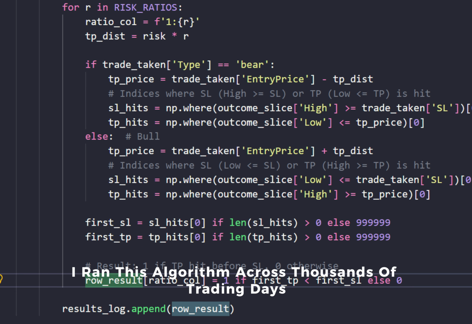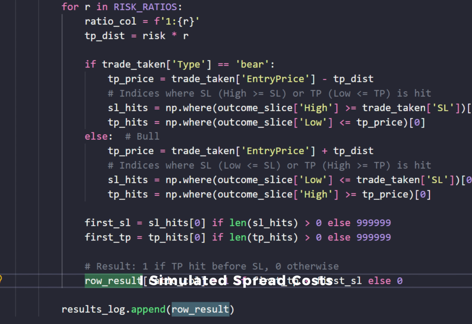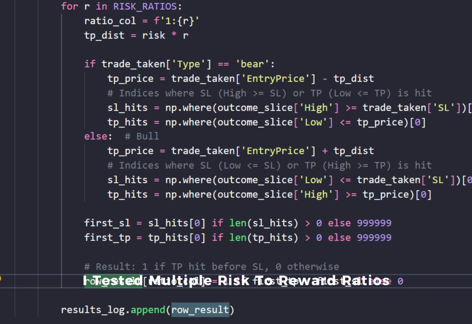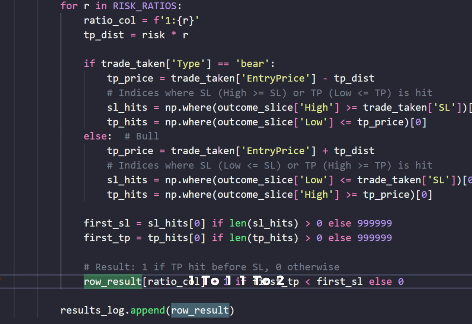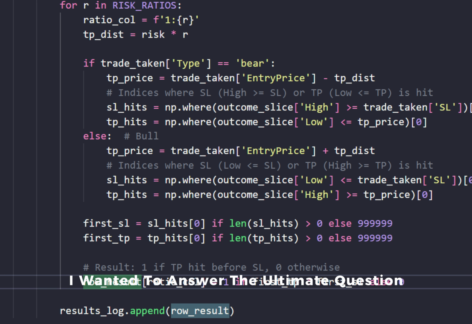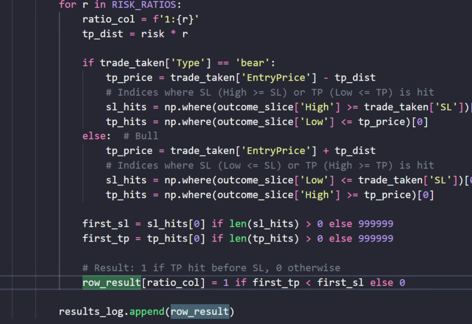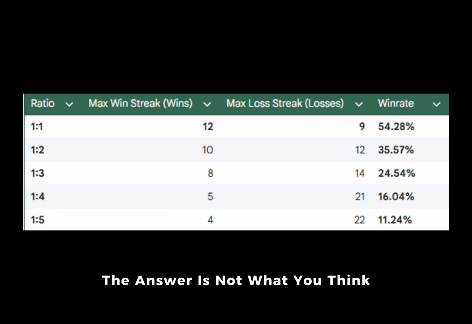I ran this algorithm across thousands of trading days. I simulated spread costs. I simulated the reality of execution. I tested multiple risk-to-reward ratios, 1-to-1, 1-to-2, all the way up to 1-to-5. I wanted to answer the ultimate question. Is it better to be a scalper taking quick profits, or is it better to be a swing trader holding for the home run? The answer is not what you think.